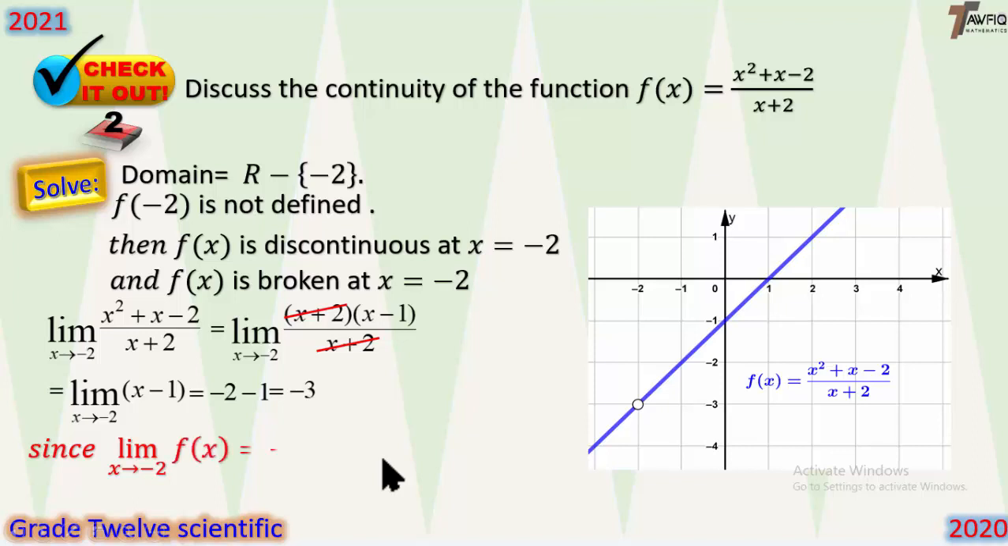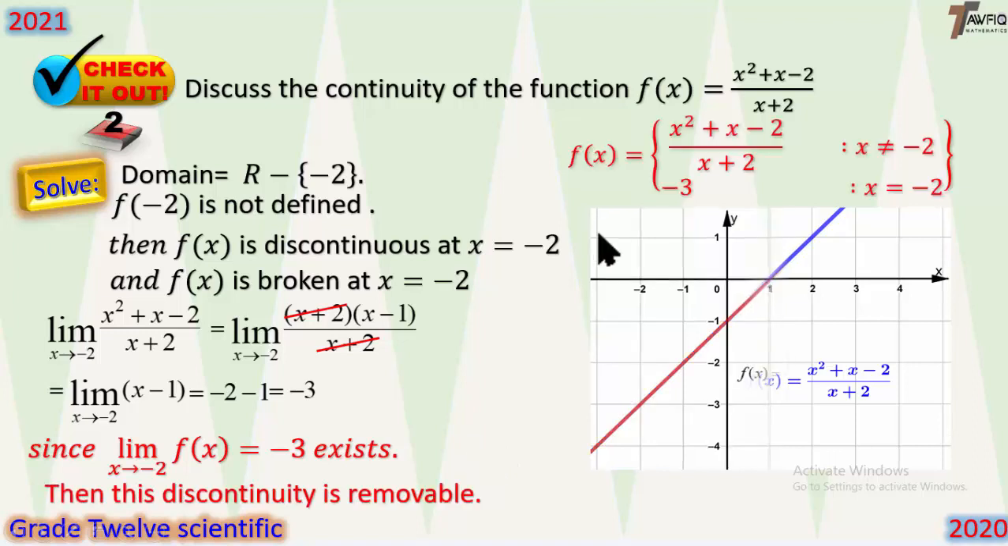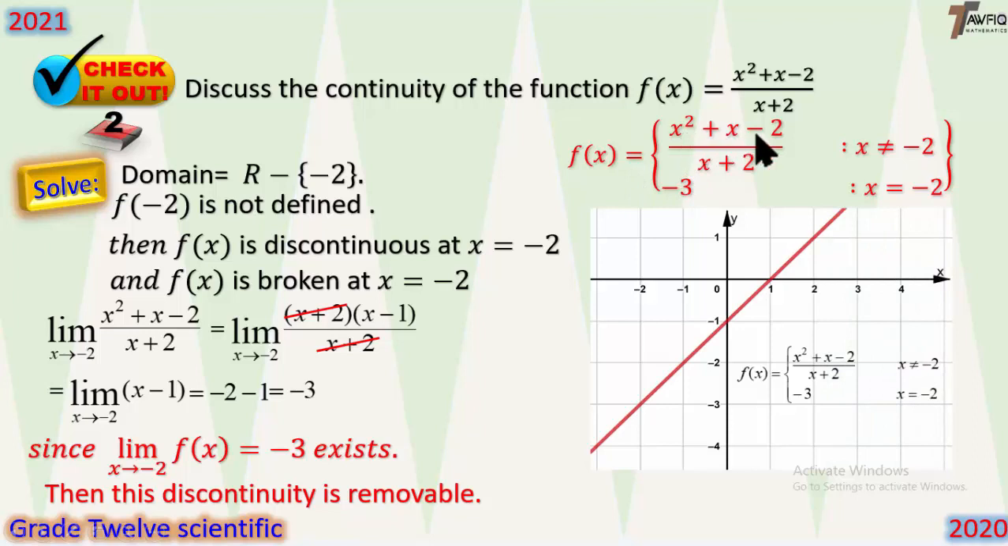To remove this discontinuity, we must define a new function. Let f(x) equal, write the function (x squared plus x minus 2) over (x plus 2) when x is not equal to minus 2, and write minus 3, which is the limit, when x equal to minus 2. As you can see, this function is continuous.